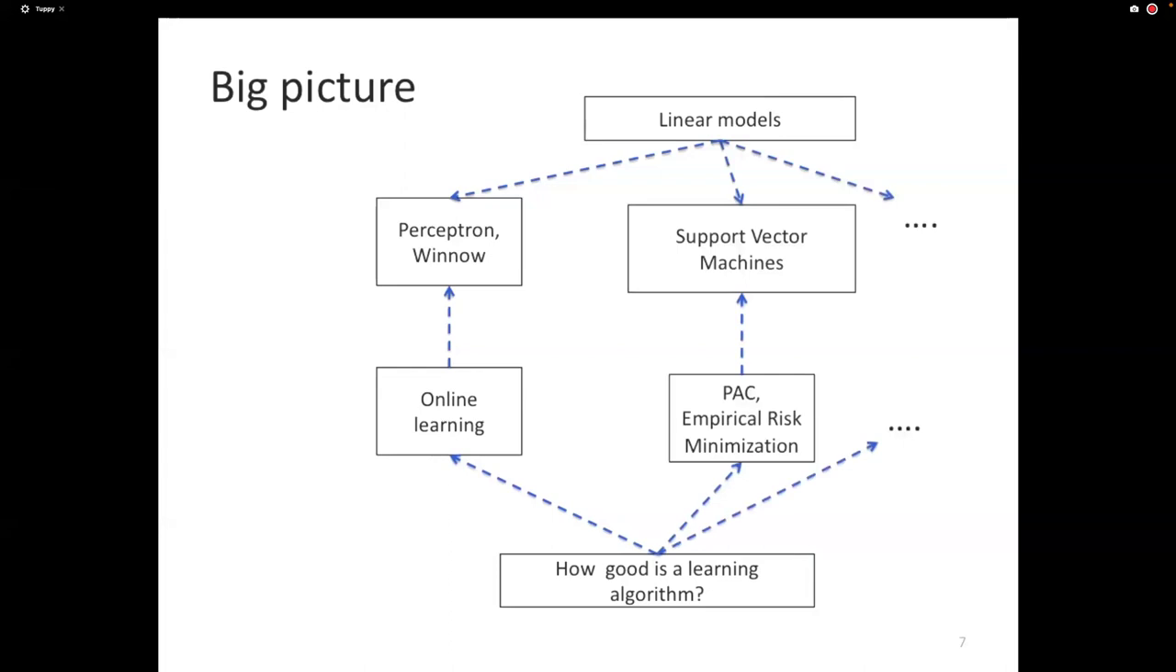But this question can be answered in other ways as well. How good is a learning algorithm? I can answer that using the PAC framework, or very related, the empirical risk minimization framework. When linear models meet the PAC framework, we get a learning algorithm called support vector machines. But there are other ways to answer that question also, and we'll get to that later on in the semester.